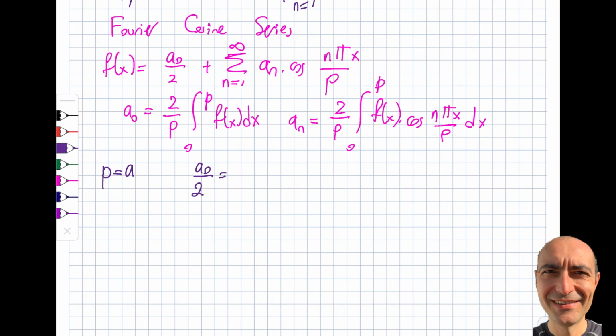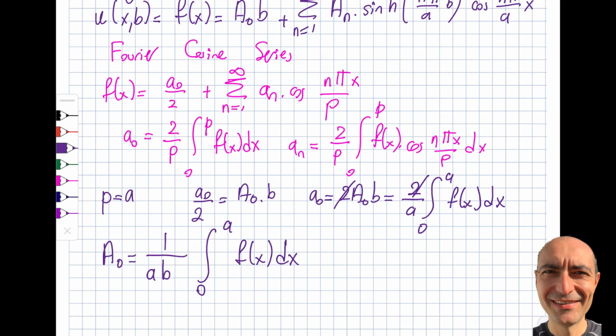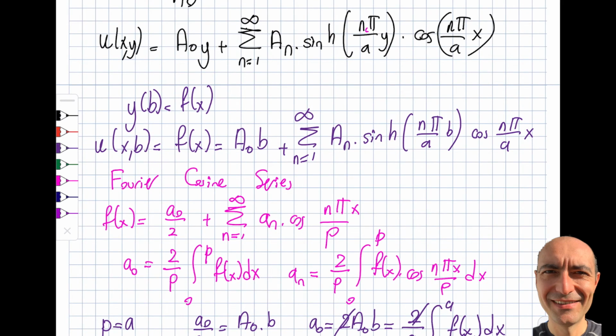A0 by 2 is equal to capital A0 times b. So from here, you can see that a0 becomes 2 A0 b, which also, looking here, I'm just going to plug it into here, okay? That will be 2 by a, remember, p is a, integral 0 to a, f of x dx. Looking here, I can cancel the 2's, and if I do this, my A0 becomes 1 by a times b, integral from 0 to a f of x dx. So that's it for A0. I was able to find A0.